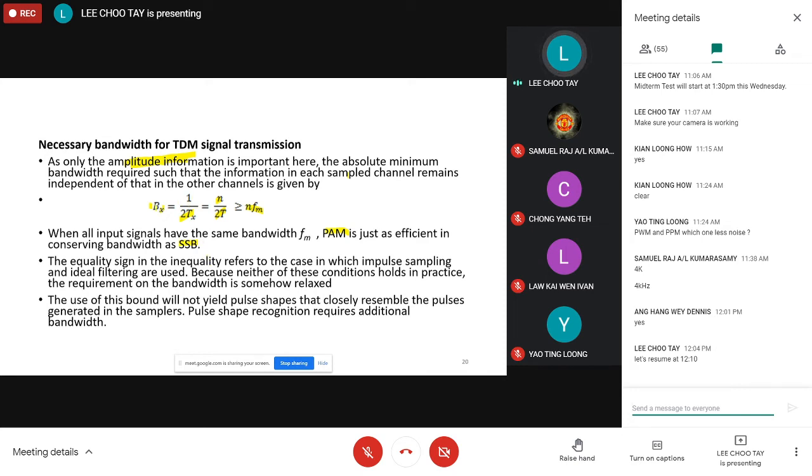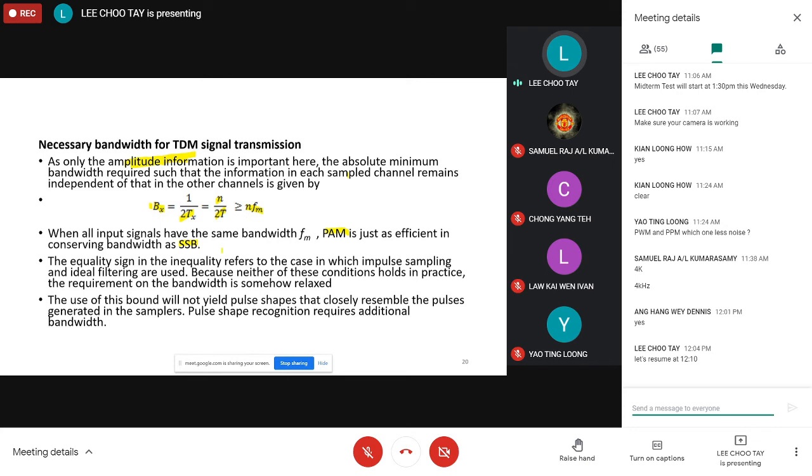If I transmit only one PAM signal, then the bandwidth I require is just fm, the same as a single signal. But if I perform time division multiplexing, so that I transmit 5 signals using PAM, then your bandwidth would be 5 fm. That is the minimum. And of course, in practice, you need more than that.